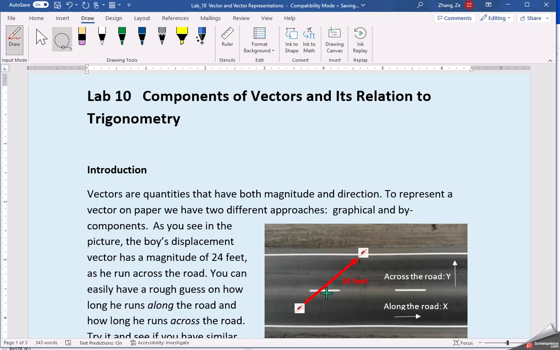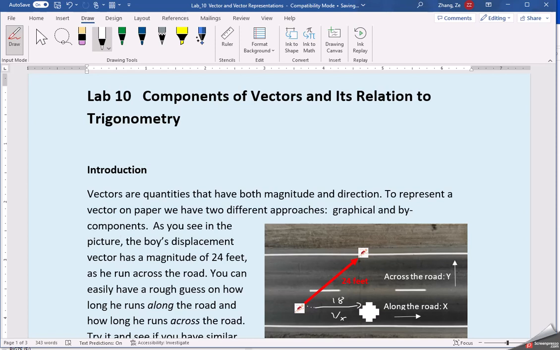Now, if we want to get it by components, we can imagine the road decomposed into two directions. Along the road is our x direction, and across the road is our y direction. Then you do a projection on the x direction, with a dashed line this way, about this long. That's our x component. I will ask you to guess many of these. If this is 24, this is about 18 or 19 feet. So its x component is 19 feet.